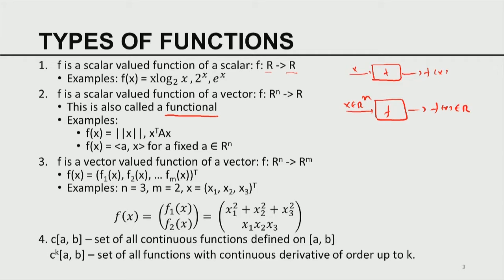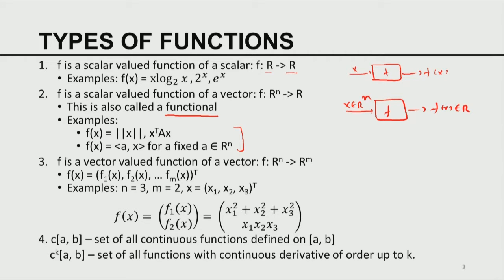So what are examples of scalar valued functions? Given a vector x, the norm of x, a norm is a number. So associated with every vector there is a number. So a norm is a scalar valued function. Quadratic form of x is a scalar valued function. Inner product of x with a, for a fixed a, that's a scalar valued function. So these are all examples of scalar valued functions of a vector. The input is a vector, the output is a number.